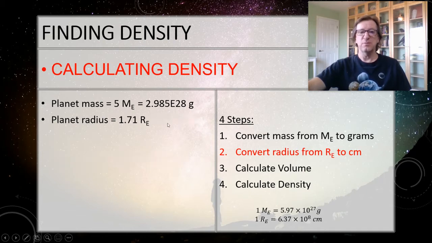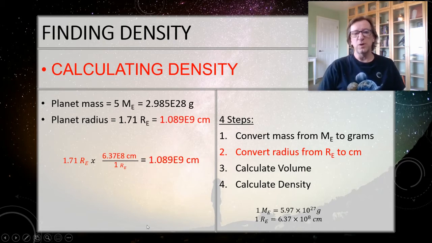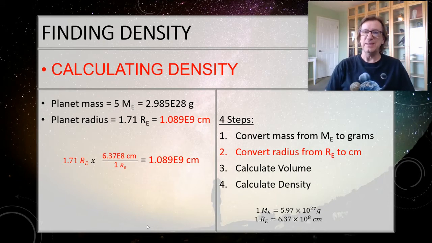Converting that, 1.71 RE, we're going to convert that, and so 1.71 times the fraction bar, here's my conversion. When I multiply that out, you should be getting 1.089 E9 centimeters. If you're not getting that, pause the video, maybe go back, take a look at what you've done in conversions, or just come by Live Help and we can go through it.